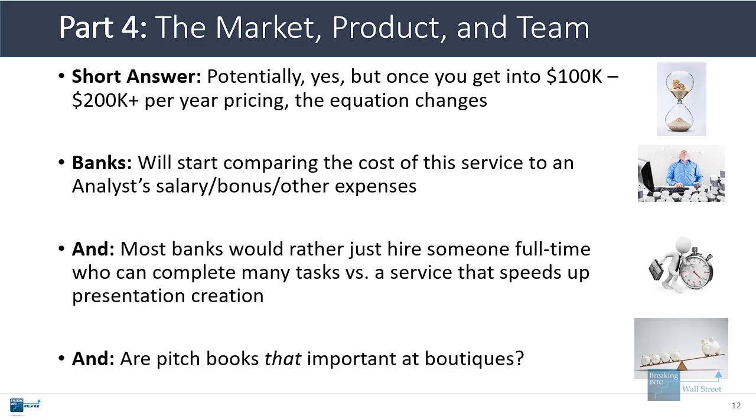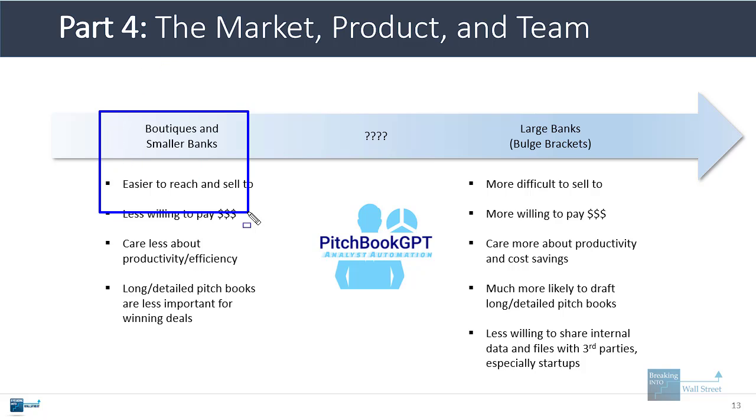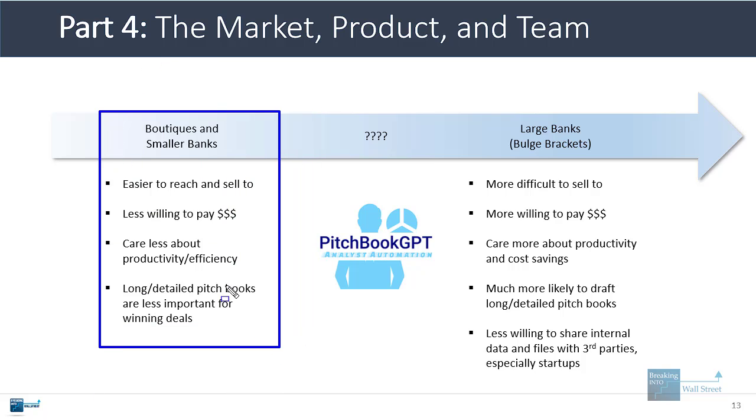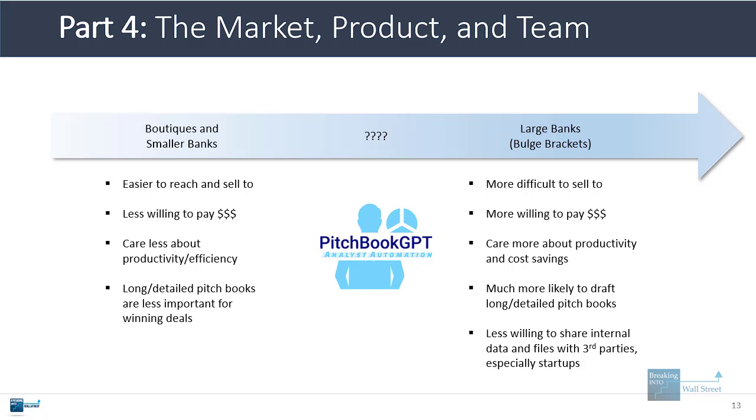The other issue here is that pitch books are not necessarily that important for the boutique banks that this company claims to be targeting. I have here a chart that shows sort of the no man's land problem for this company. The issue is that, yes, boutique and smaller banks are definitely easier to reach and sell to, but they're also less willing to spend money. And frankly, they don't care as much about productivity and efficiency because they don't depend on 100-page pitch books to win deals. Now, larger banks do care about efficiency. They do rely more on these long pitch books to win deals, but they're harder to sell to. They're also going to be far less willing to share their data and files with third parties, especially these very young early stage startups. So I think that is some of the problem here.